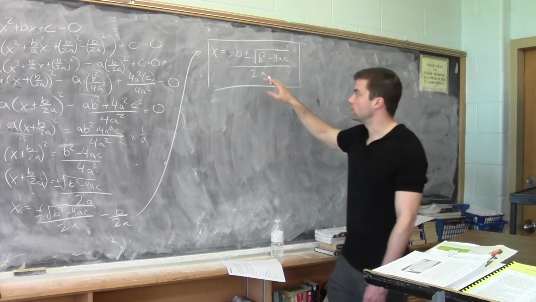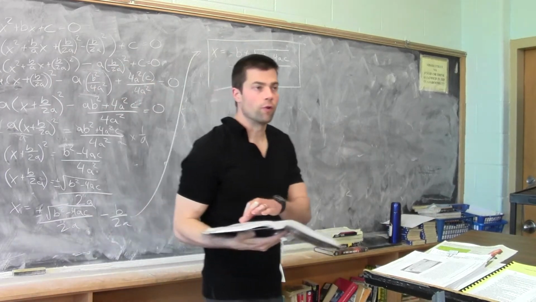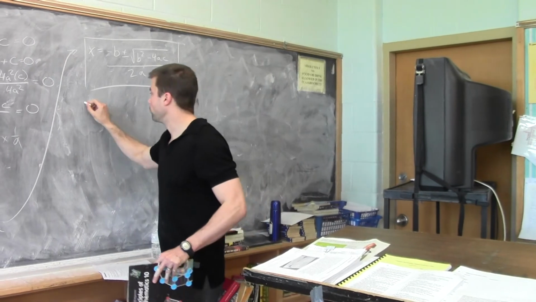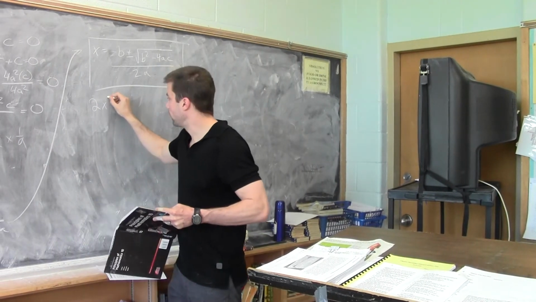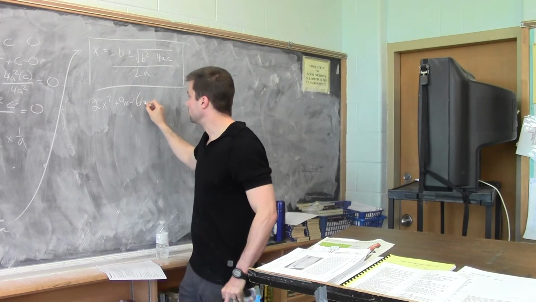So now if we have this equation, and you have your equation set up in standard form, it's just a matter of plugging in values and solving. We don't have to go through M&A anymore. So we have 2x squared, let's say plus 9x plus 6 is equal to 0.